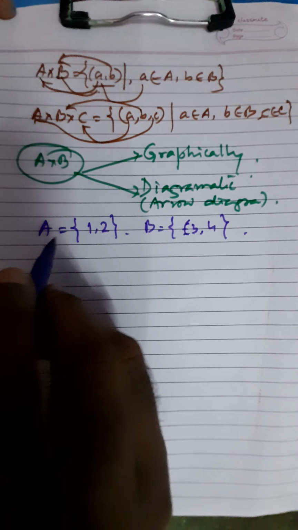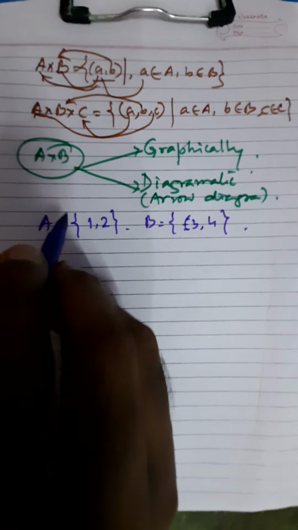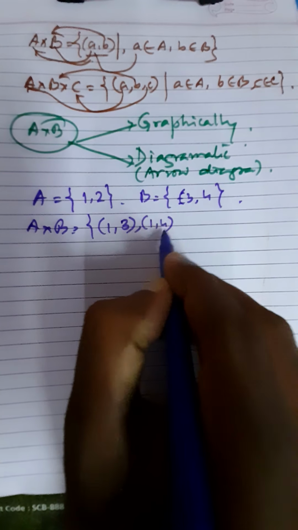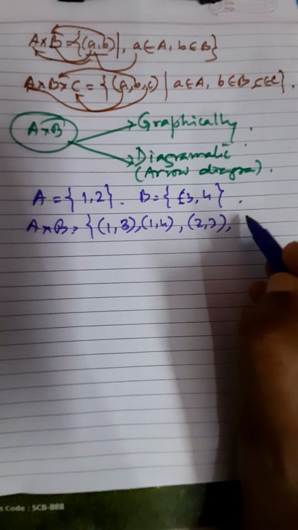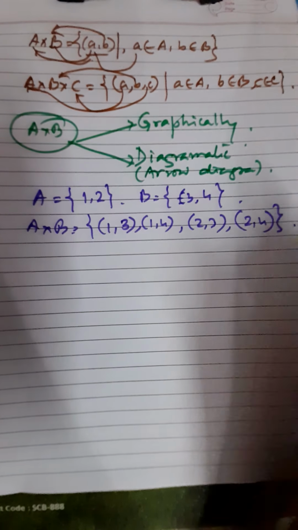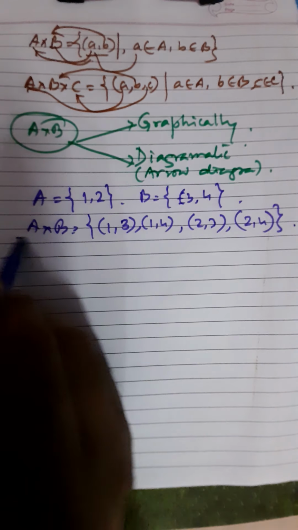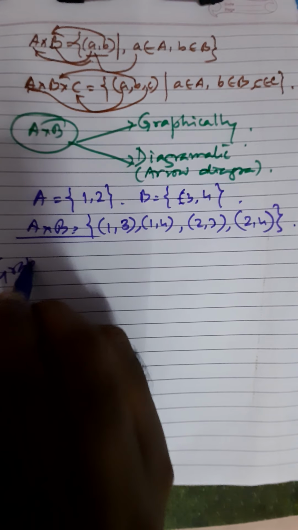So what will be A cross B? How will we represent A cross B? A cross B is equal to {(1, 3), (1, 4), (2, 3), (2, 4)}. Okay, this is the mathematical way of it, but how is it represented graphically?